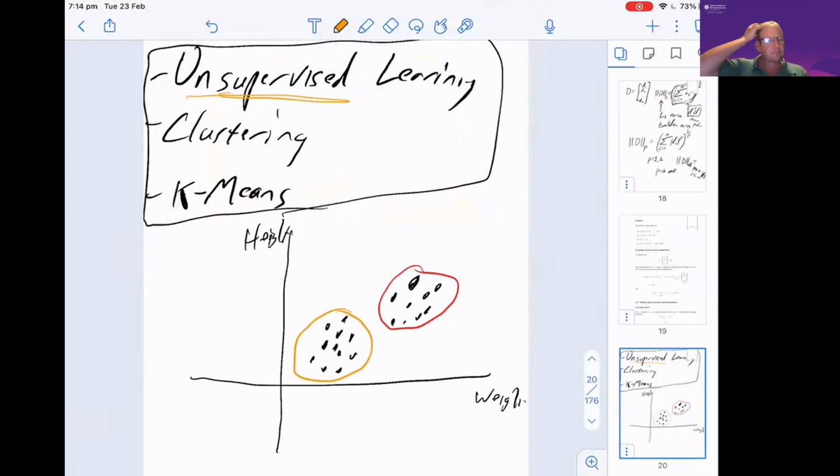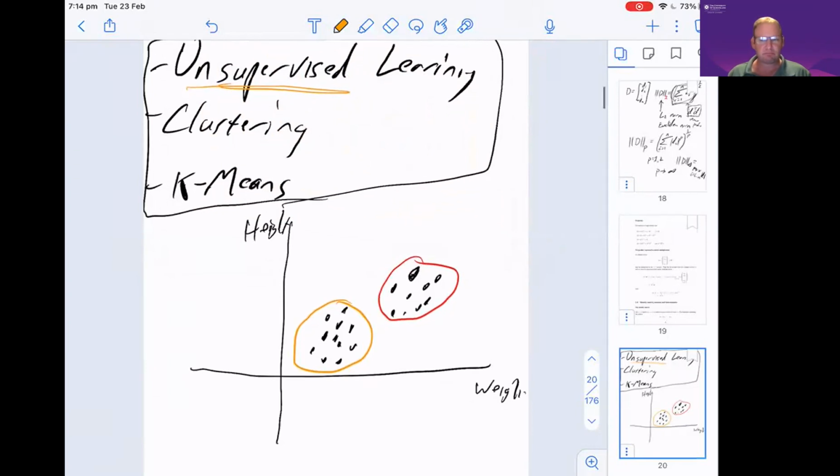I'll present one such algorithm and it's called k-means, and hopefully, we've got 35 minutes, we might be able to implement it or just see it running. All right. Is the goal clear?